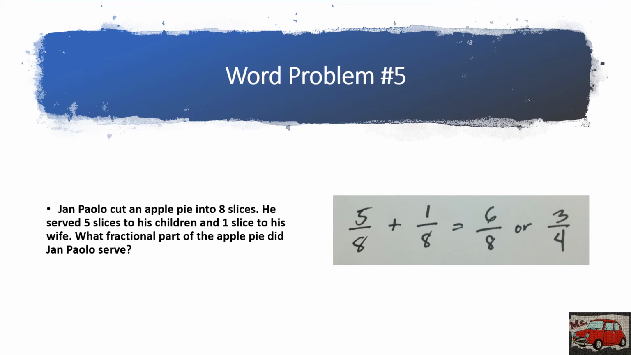Okay, so ang hanapin daw natin is yung fraction na na-serve ni Gianpaolo sa mga anak niya at saka sa wife niya. Okay? So, yung total ng slices is 8 and yung binigay niya sa children is 5. So, the fraction is 5 over 8. Dun sa wife niya is isa, so the fraction is 1 over 8. So, the total fraction na sinerve ni Gianpaolo is 6 over 8, or to simplify, that is 3/4.